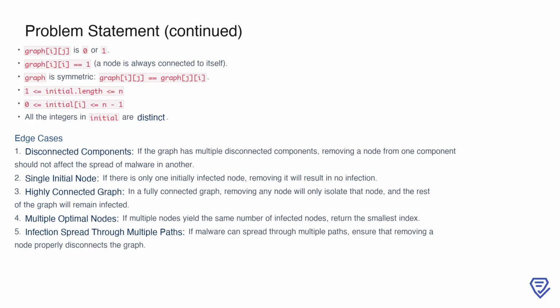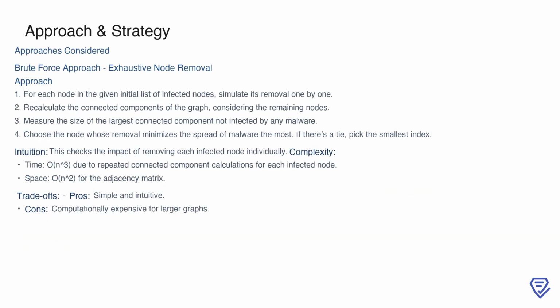Additionally, you need to account for the possibility of malware spreading through multiple paths, ensuring that removing a node effectively breaks these connections. To tackle the problem of minimizing malware spread, one straightforward approach we could consider is brute force. Here, we simulate the removal of each infected node one by one. After removing a node, we recalculate the connected components of the graph using the remaining nodes. The goal is to measure the size of the largest connected component that remains uninfected and determine which node's removal minimizes the spread of malware the most. If there's a tie, we choose the node with the smallest index.